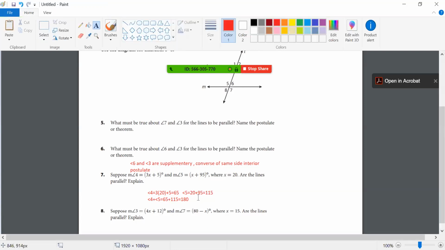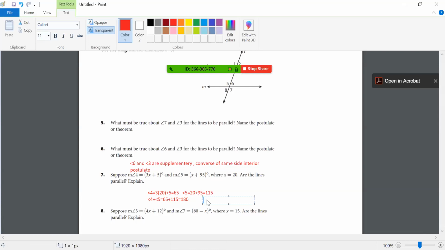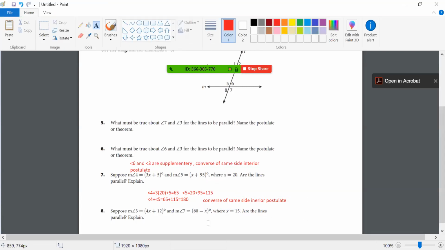So I'm going to tell him again, using the converse of same side interior postulate. Again, we use the same thing as in number 6. It is the same as in number 6.